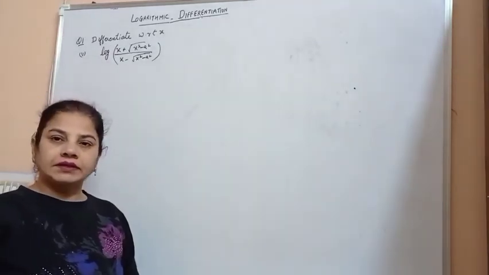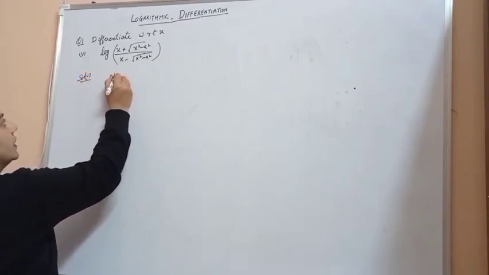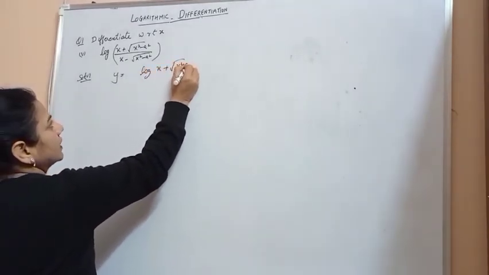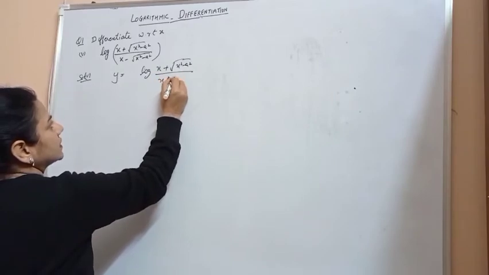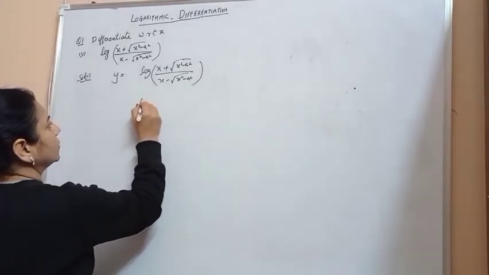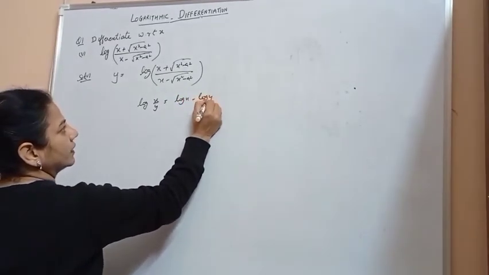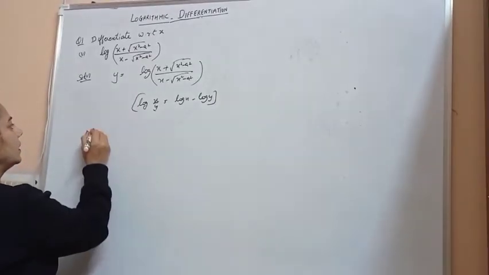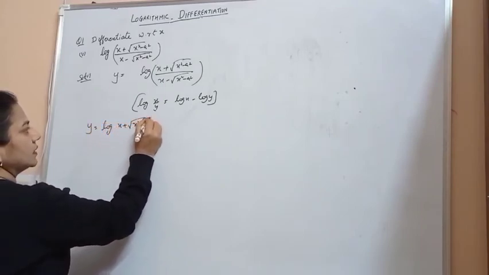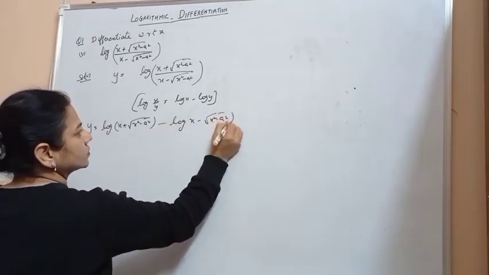In this question, we apply the quotient formula. So applying the quotient formula, let the function be y as log of x plus under root x square minus a square upon x minus under root x square minus a square. Quotient formula says log of x upon y is equal to log x minus log y. So I'm just going to apply the quotient formula. So y is equal to log of x plus under root x square minus a square minus log of x minus under root x square minus a square.